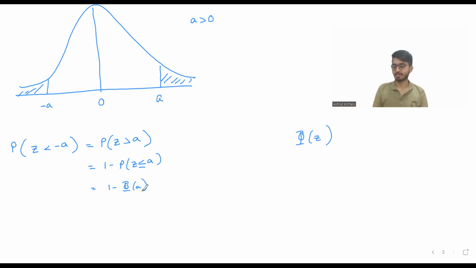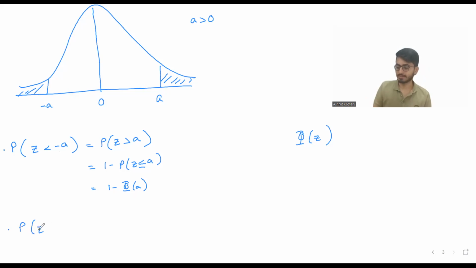So my focus is, if you want to compute this sort of probability, it's not directly available in actuarial tables, but you can compute it in the form of 1 minus phi of A. So this is the first result. Take a look at the second one as well.